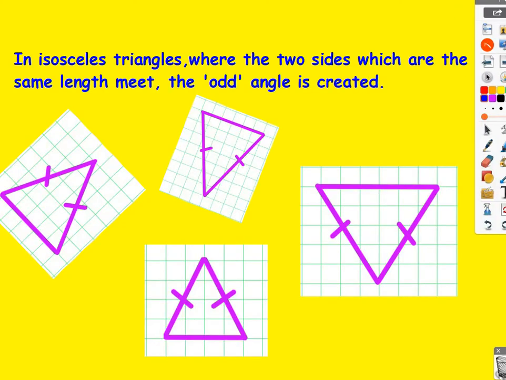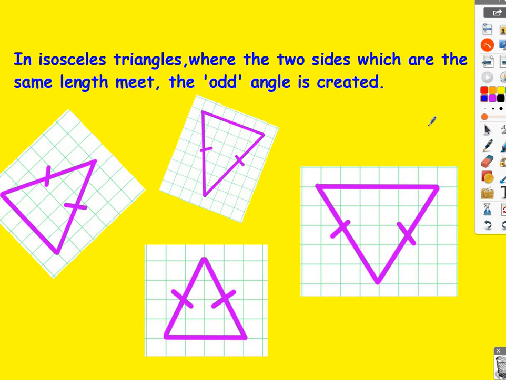We will continue with isosceles triangles for the time being, but I want to make you aware that sometimes it's not always easy to spot with the isosceles triangles which two angles are the same size. You might look at a triangle sometimes and it might almost look like an equilateral triangle. So deciding which two angles are the same size isn't always that straightforward. It's not always the bottom two angles as I showed you in the previous slide. So what I want you to be aware is that where the two sides which are the same length meet, that is the odd angle out.